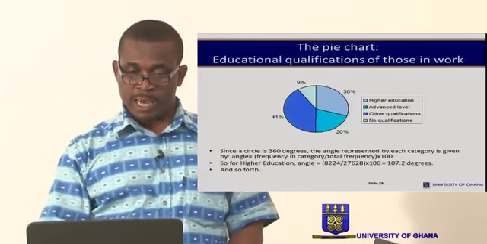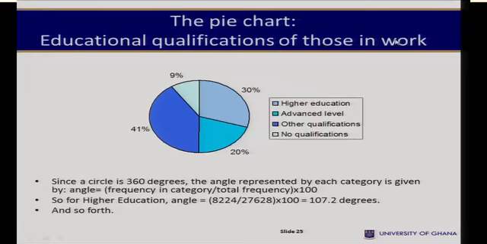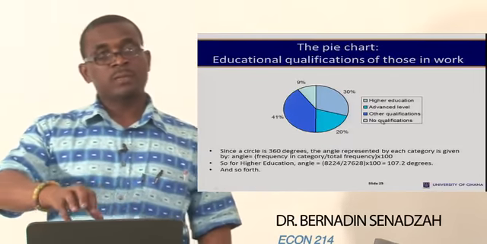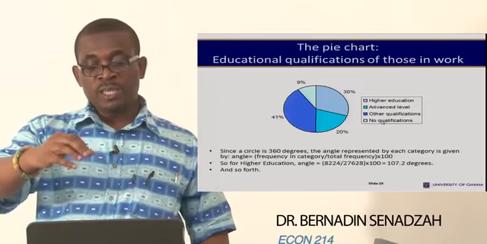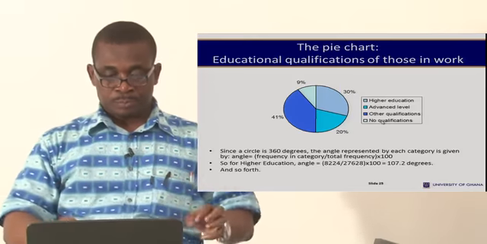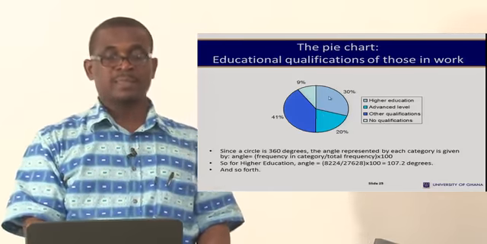Now, what we are doing here is that we want to look at those who are in work. Okay, we are just looking at those who are in work. But those who are in work, they either have higher education, advanced level education, other qualifications, or no qualification. So we want to use this circle to allocate to each of these four categories the area corresponding to their importance. So you realize that a circle is 360 degrees, right?